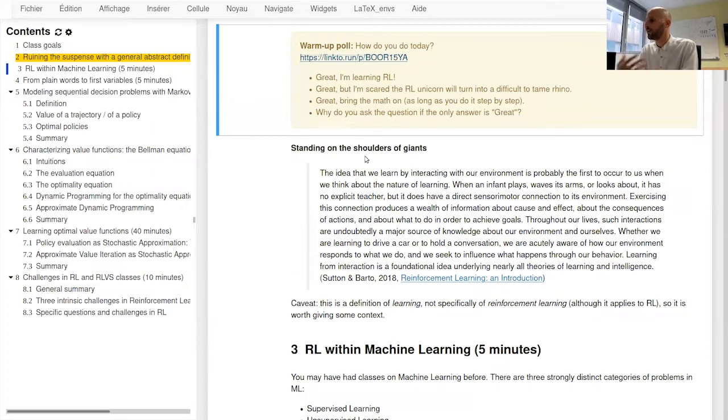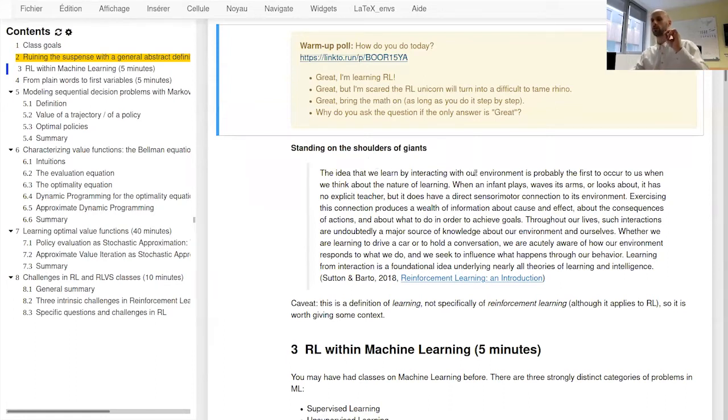When an infant plays, waves its arms, or looks about, it has no explicit teacher, but it does have a direct sensory motor connection to the environment. Exercising this connection produces a wealth of information about cause and effect, about the consequences of actions, and about what to do in order to achieve goals. Throughout our lives, such interactions are undoubtedly a major source of knowledge about our environment and ourselves. Whether we're learning to drive a car or to hold a conversation, we're acutely aware of how our environment responds to what we do, and we seek to influence what happens through our behavior. Learning from interaction is a foundational idea underlying nearly all theories of learning and intelligence.